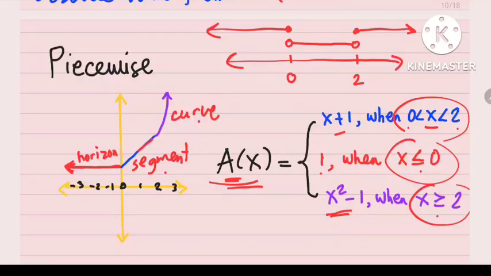So that's all you need to know about piecewise functions. We'll talk about them more when we reach the 5th objective.